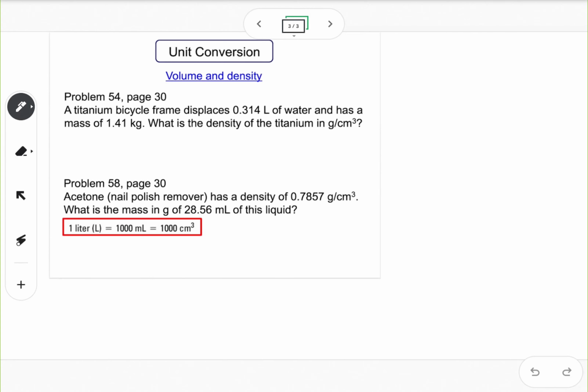All right, now remember how we define density. For this question here, you know the volume of the bicycle frame in liters, and you know the mass of this bicycle frame, and it asks you to calculate the density of this frame in gram per cubic centimeter. We all know that density is defined as density equals mass over volume.